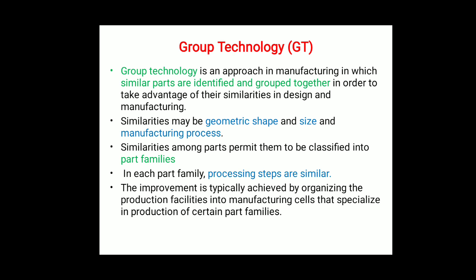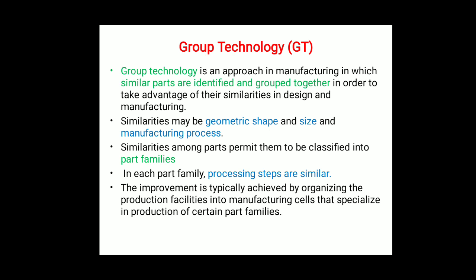If we take the example of 10 parts, in those 10 parts, 5 parts have the same geometrical size and shape, and the remaining 5 have the same manufacturing process. So we are going to make two groups: number 1 with the symmetrical geometric shape and size, and second with the same manufacturing process. Like that we have to make different groups for our further manufacturing process, so it will be easy for our manufacturing purpose also.